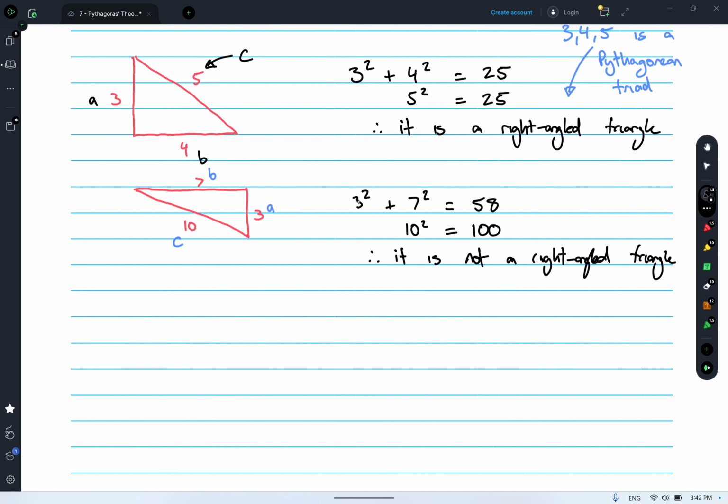So what we're looking at is squaring the numbers and seeing what they add up to, and then squaring the other two and seeing what that is. Don't just take a shortcut and say, oh, well, 3 plus 7 equals 10, so that means it's going to work. We see here that doesn't work.